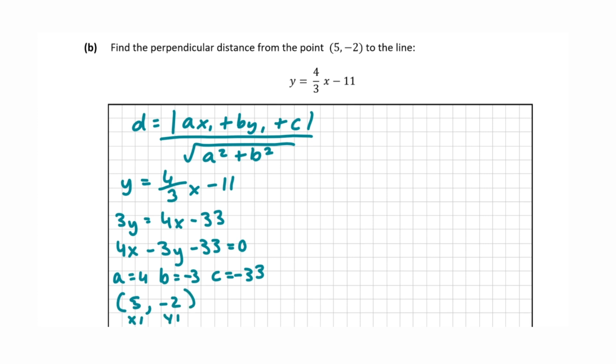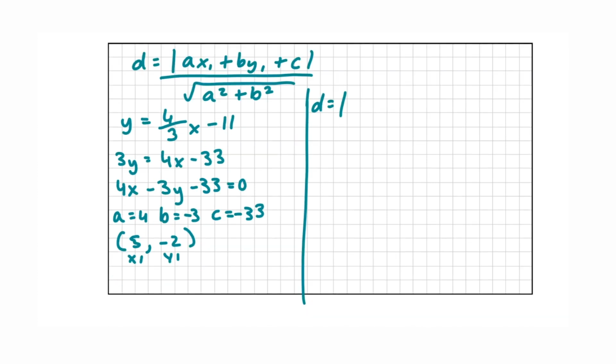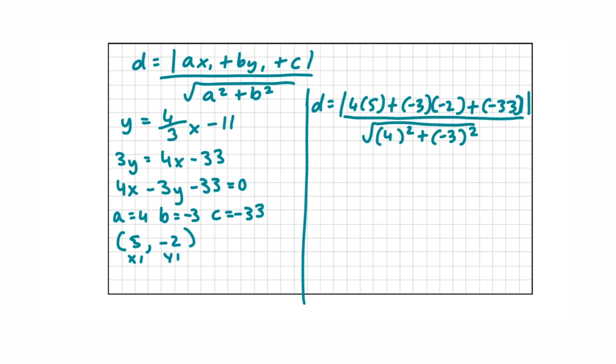So now that we have all of our points and all of our values, we're going to go ahead and sub into our formula. So now this is what it looks like when we're all subbed in. So I'm going to go ahead and tidy this up. So this will be the absolute value of 4 by 5 will give me 20, minus 3 by minus 2 will give me plus 6, and then minus 33.